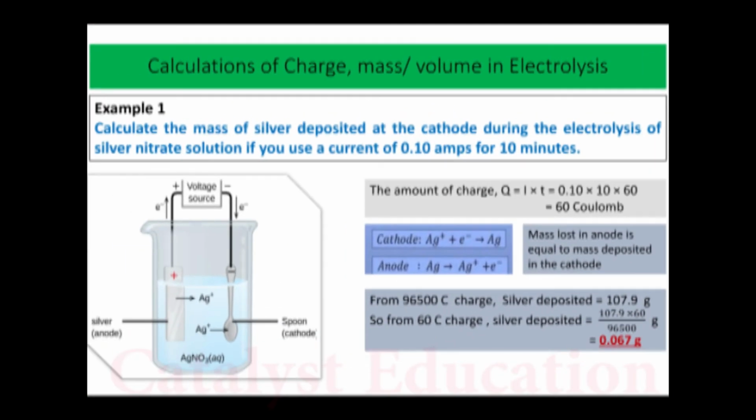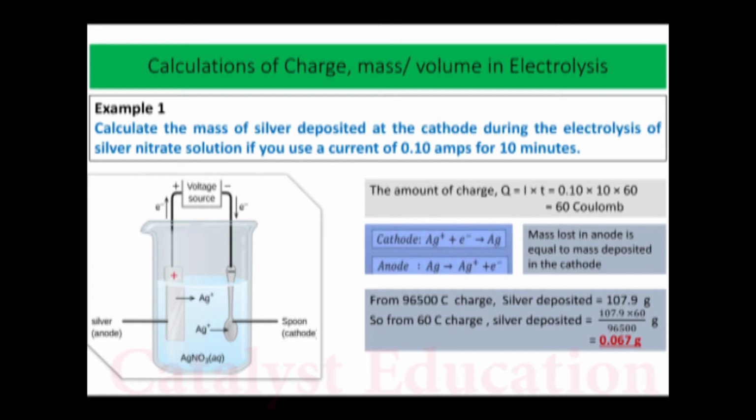Example 1. Calculate the mass of silver deposited at the cathode during the electrolysis of silver nitrate solution if you use a current of 0.10 amps for 10 minutes. The solution. The amount of charge, Q equals I times t equals 0.10 times 10 times 60 equals 60 coulomb. From the equation at the cathode, we can say that to deposit 1 mole of silver we need 1 mole of charge.